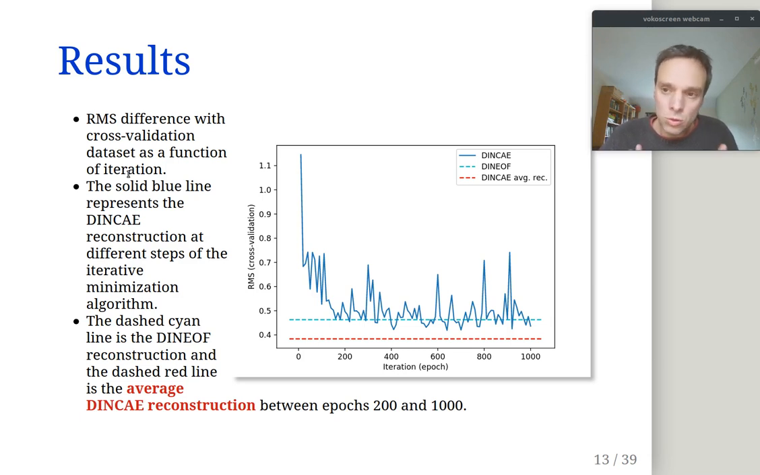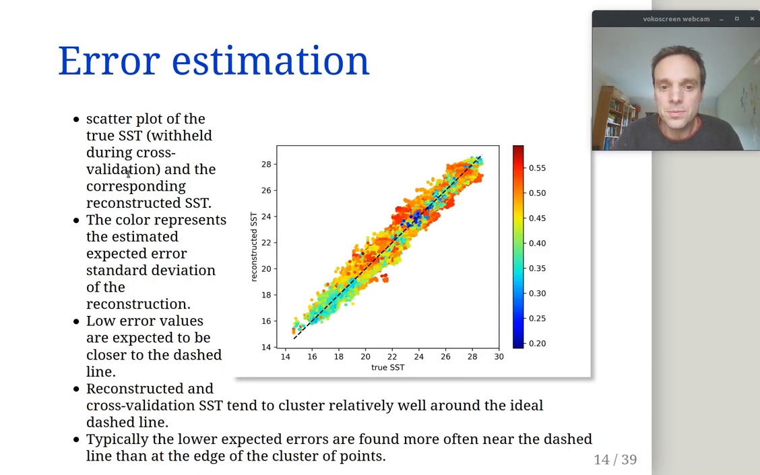What we did in order to control this fluctuation is we computed the average reconstruction between the 200 and 1000 epochs, and that's what you get. The RMS error of this average is the red line, and we were able to show that it's actually better than the other method that we're using, DINCAE, to reconstruct sea surface temperature.